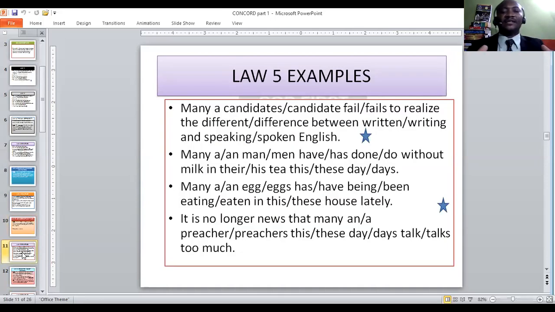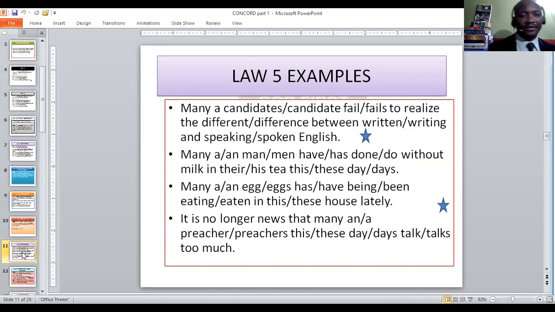Now, in this sentence, I've tried to bring other aspects of English, like I told you, out of the box, so that you may see how you can improve yourself better. Many a or many an goes with what? A singular verb. Many a candidate fails to realize the difference between written and spoken English. Yes, that sentence is a little bit horrible if you don't look at it properly. So many a candidate, singular, fails to realize the difference, now not the adjective different, between written, not writing, that's a past perfect, and spoken, of course, perfect English.